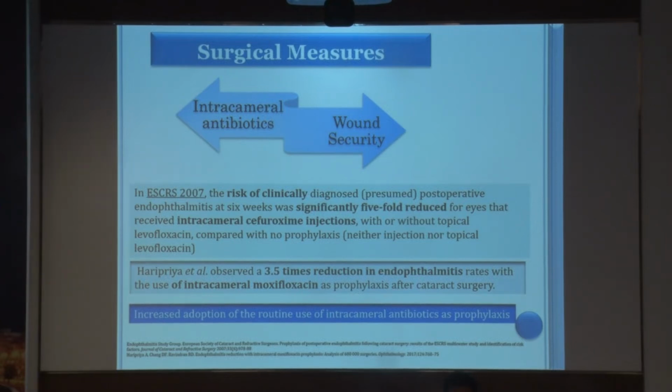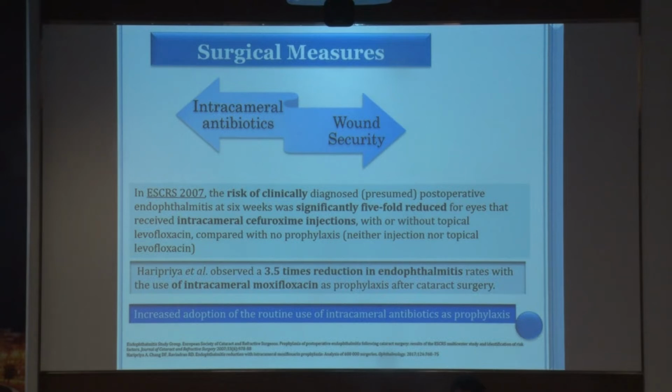And a lot of buzz is going on regarding intracameral antibiotics, and there are studies which have shown that intracameral cefuroxime was reported in ESCRS in 2007, long back, that intracameral cefuroxime prevents endophthalmitis to a great extent, a 5-fold reduction in endophthalmitis. Then people started using moxifloxacin, and unpreserved moxifloxacin is something that one should use, not the preserved moxifloxacin, and that can be used.